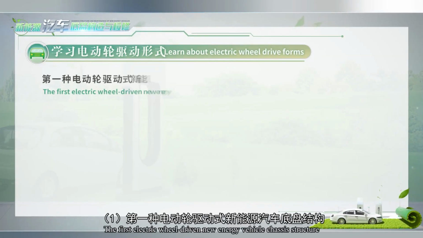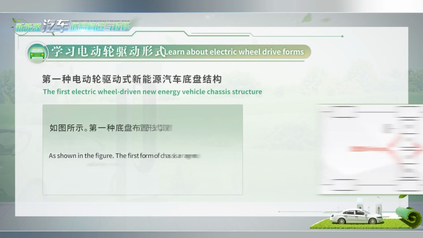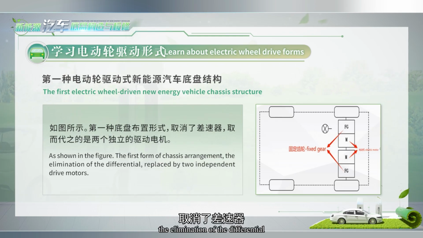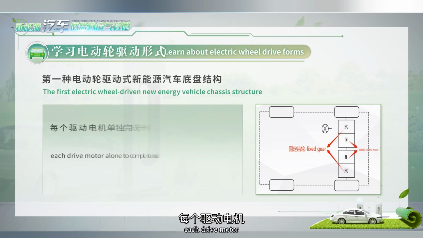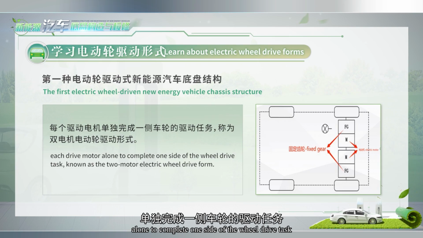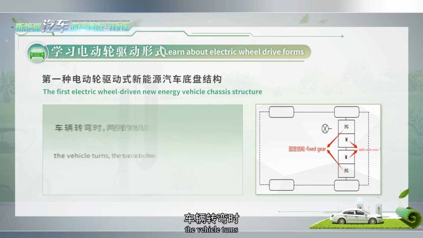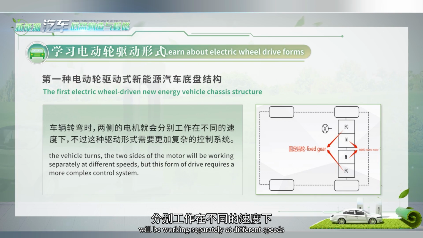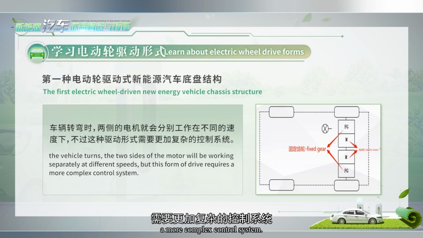1. The first electric wheel-driven new energy vehicle chassis structure, as shown in the figure. The first form of chassis arrangement eliminates the differential, replaced by two independent drive motors, each drive motor alone completing one side of the wheel drive task, known as the two-motor electric wheel drive form. When the vehicle turns, the motors on the two sides work separately at different speeds. But this form of drive requires a more complex control system.